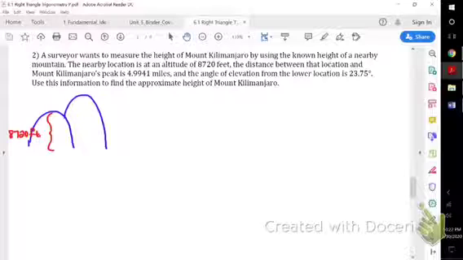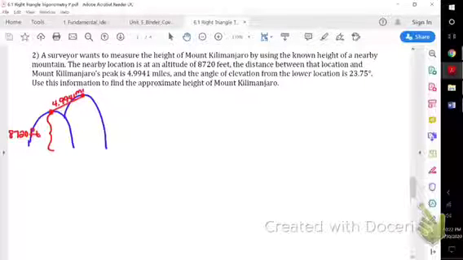And so the distance between that location, so the height of this mountain, and the peak of Mount K is 4.9941 miles. So from these two peaks, it's going to be 4.9941 miles. Well, wait a minute. This is in miles and the other one's in feet. Be careful. That probably means we may have to do some conversion at the end here. Alright, so let's keep reading though.